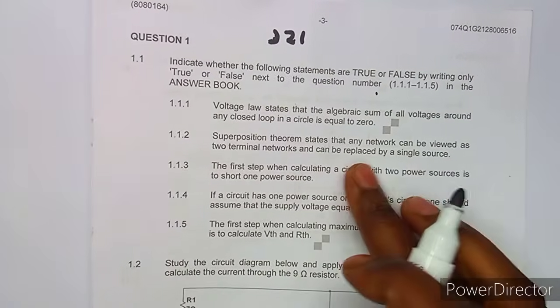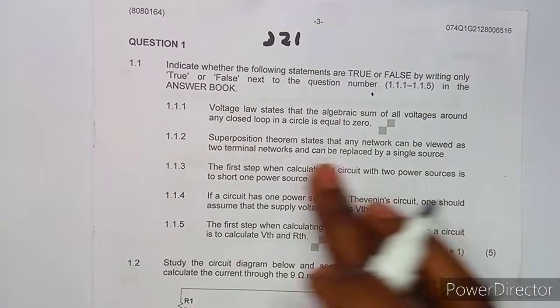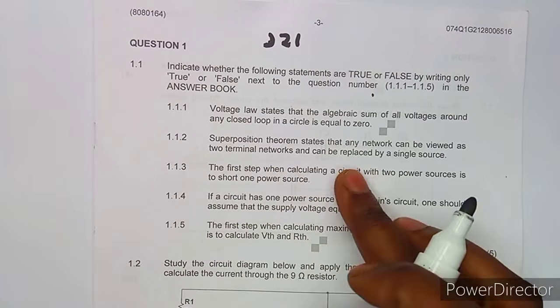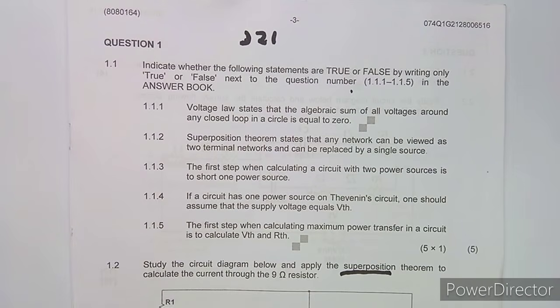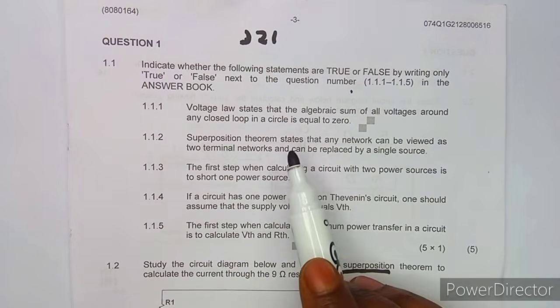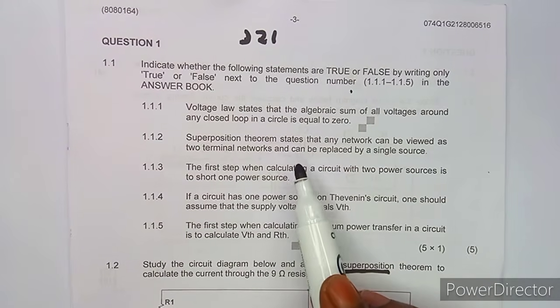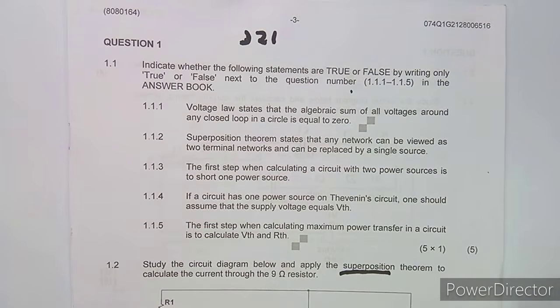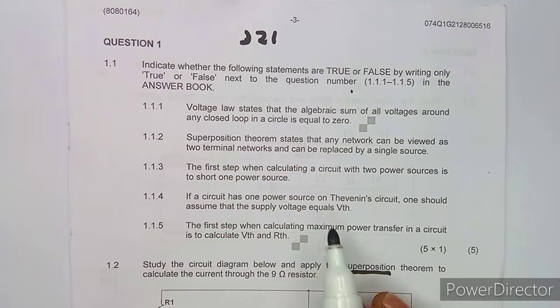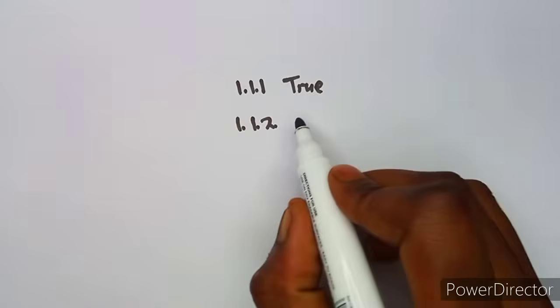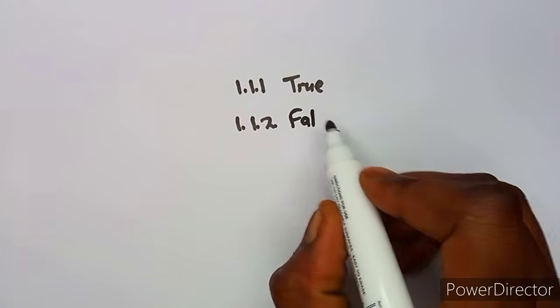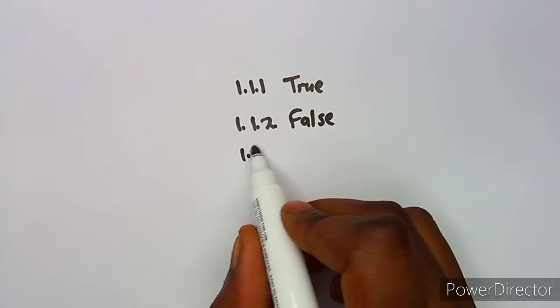The superposition theorem states that any network can be viewed as a two terminal network and can be replaced by a single source. This is actually false, guys. Why? This is for Thevenin, and we know that they have now removed the concept of Thevenin, but in this case this theorem is for Thevenin, so this one is false.